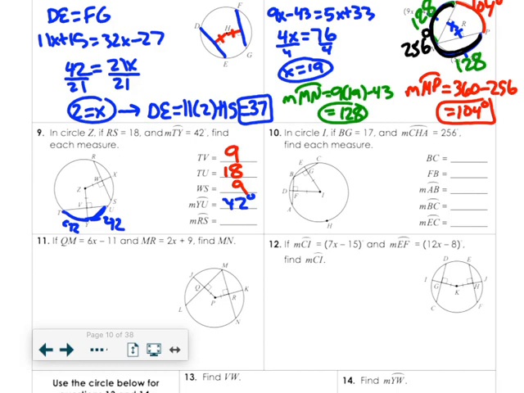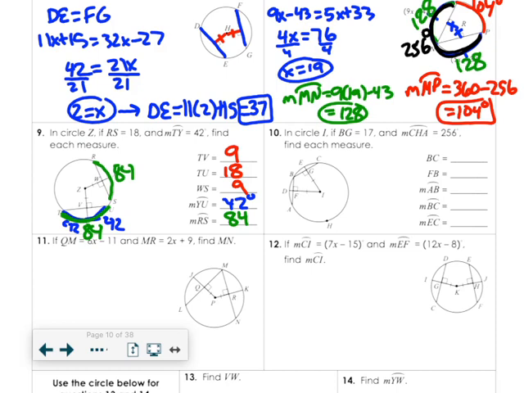And then RS, the entire arc over here, well, these arcs have to be congruent. So if this entire arc is 42 plus 42, that's 84. That means this has to be 84. Okay, very similar problem for number 10.